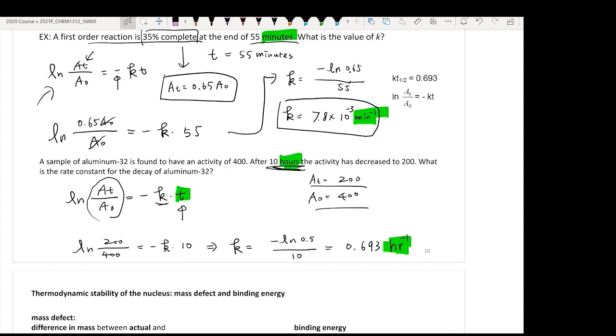The important thing is you don't care about how much of the reaction is complete. All you care about is how much reactant remains. Then you can apply the first order integrated rate law to get the correct answer.